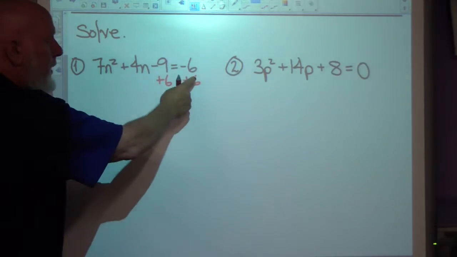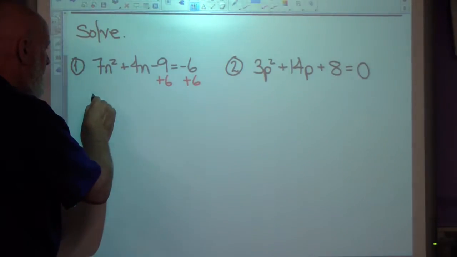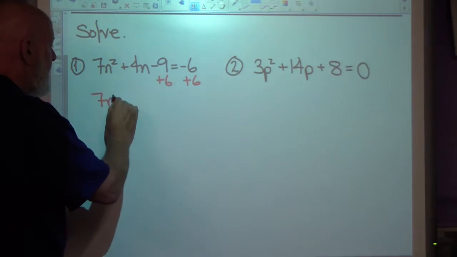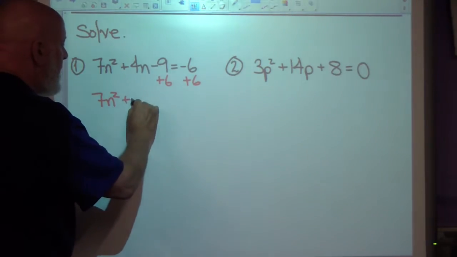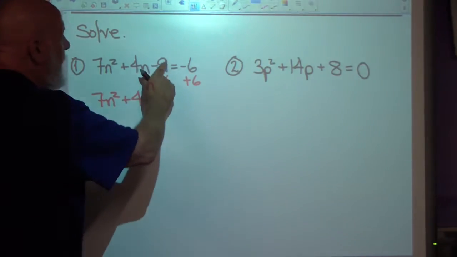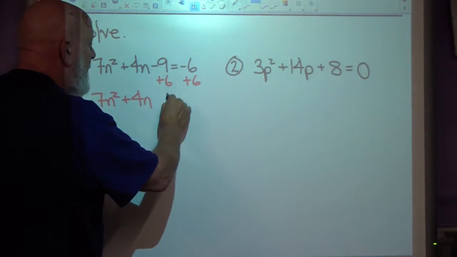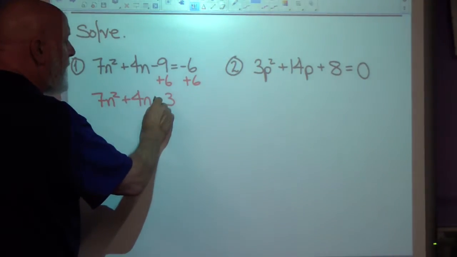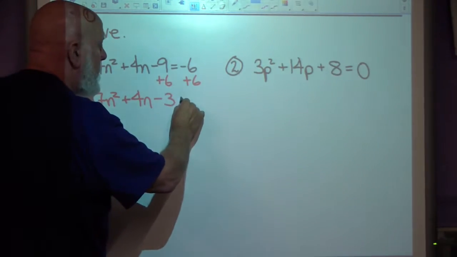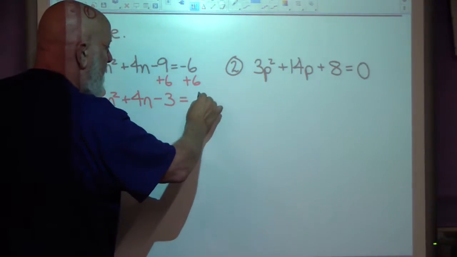The right side of the equation is now a 0. 7n squared plus 4n. And these are different signs, so I'm going to subtract. 9 minus 6 is 3. Keep the sign of the one with the greater absolute value, is equal to 6 minus 6 is 0.